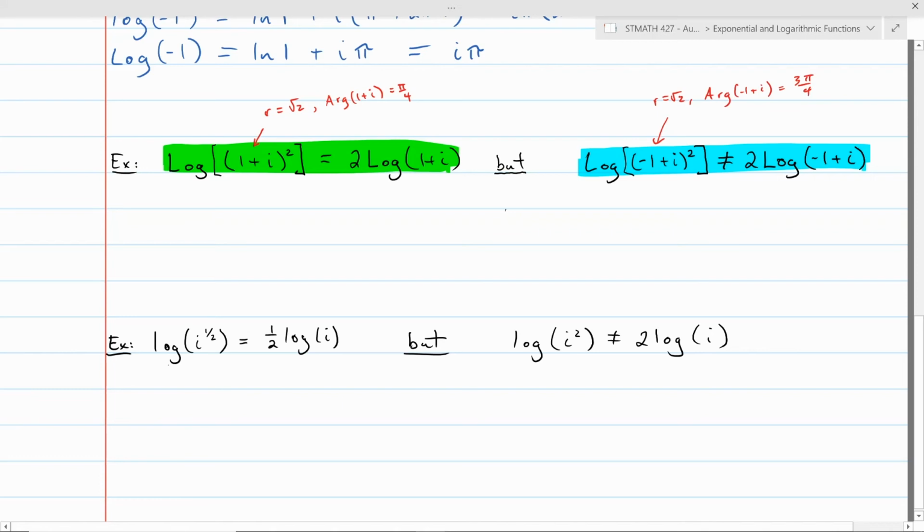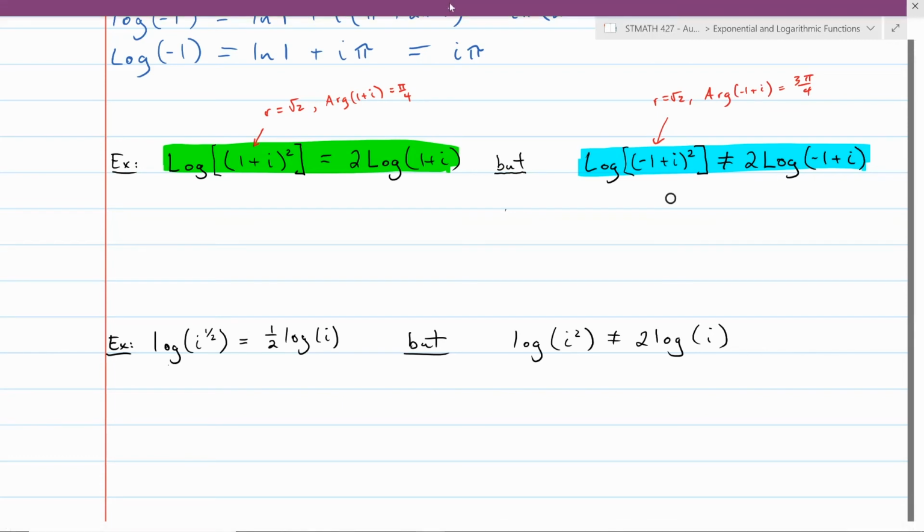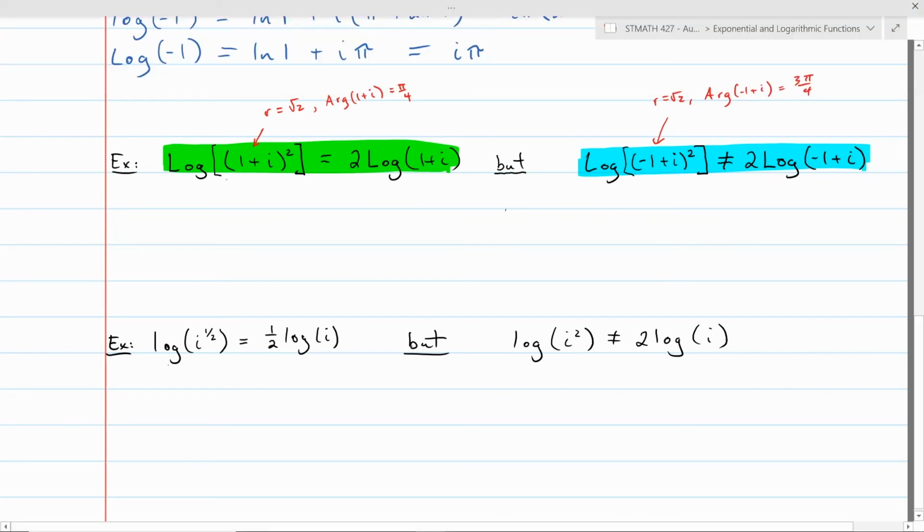And we'll see that that makes a big difference, what that argument is. Okay, so on this one, the left-hand side works out to be, the log of that would be, if you square it, it's just going to have the effect of squaring the radius and then doubling the argument. So you get natural log of 2, the radius squared, plus I times the argument of that squared thing, which is going to be pi over 2, plus 2 pi n. Well, the n is going to be 0, so you just get times 2 pi.